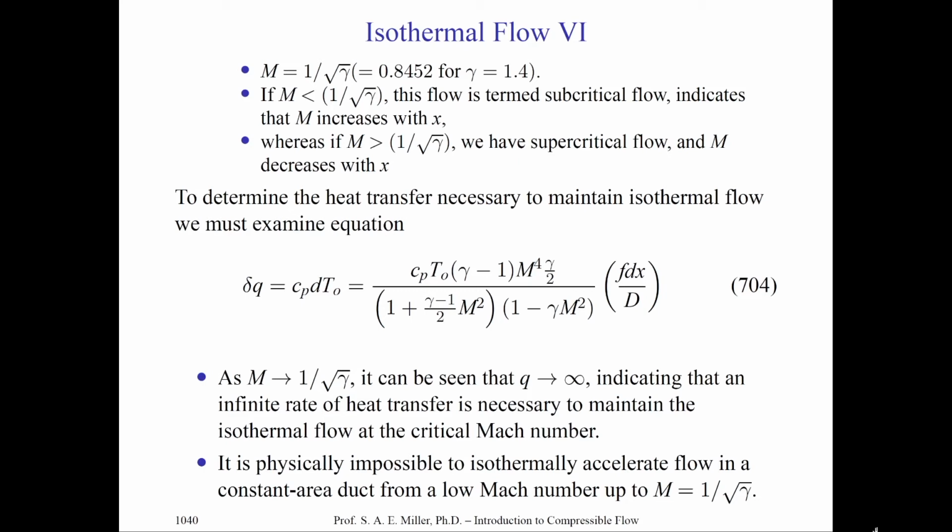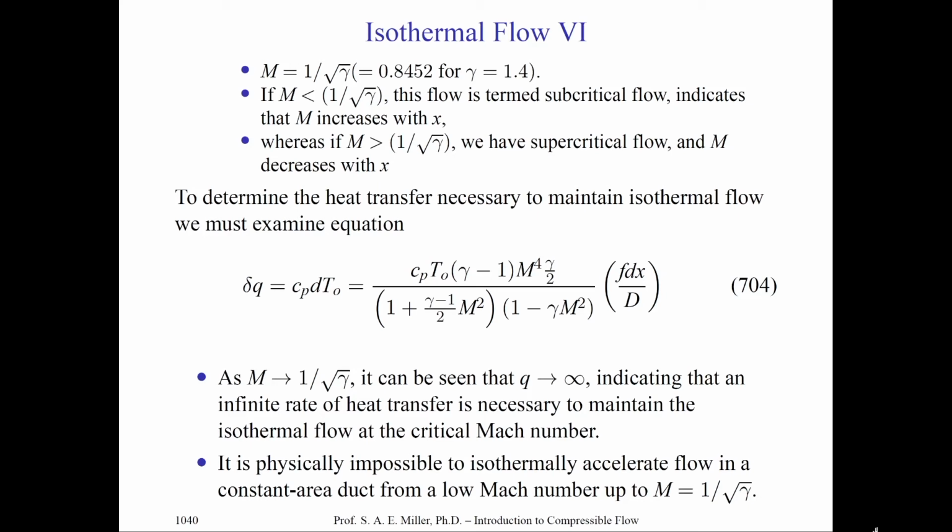This is just like the previous flows for Rayleigh flow and Fanno flow, that the Mach number is generally increasing with friction or heat addition for subsonic flows. But in this case, the critical value is 0.8452 for gamma 1.4, unlike the purely Rayleigh and Fanno flows where the critical Mach number is 1. If our Mach number is greater than 1 over square root of gamma, then we'll have a supercritical flow, and of course m will decrease with x. This is rather intuitive once you learn Rayleigh and Fanno flow, of course.